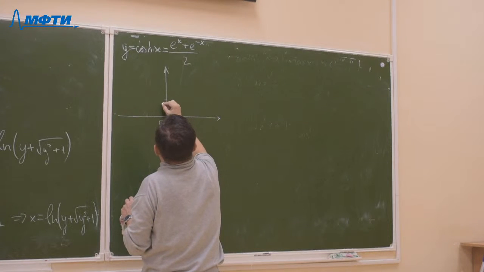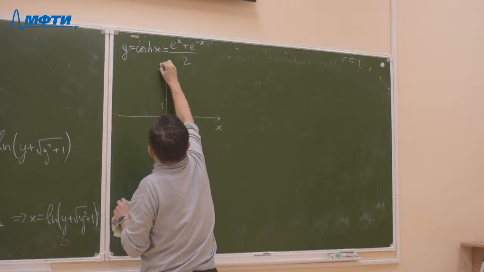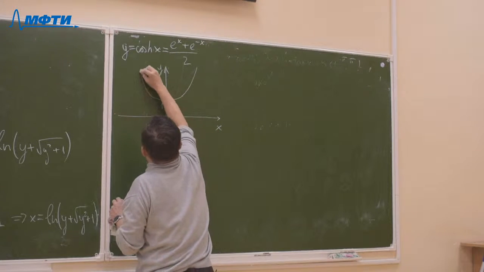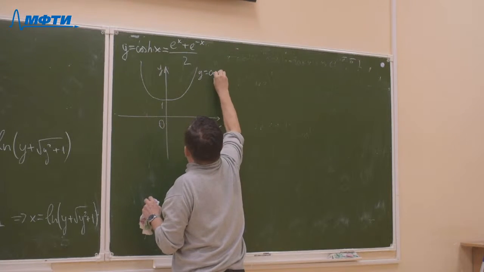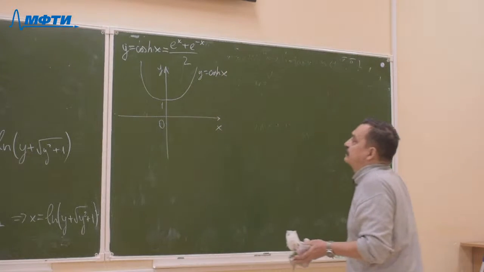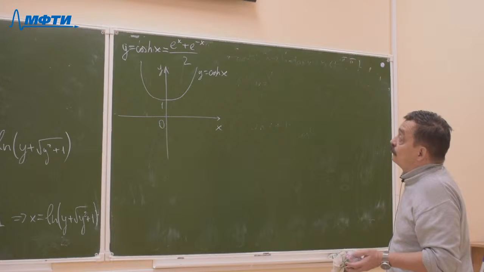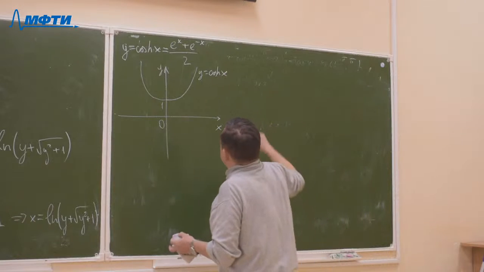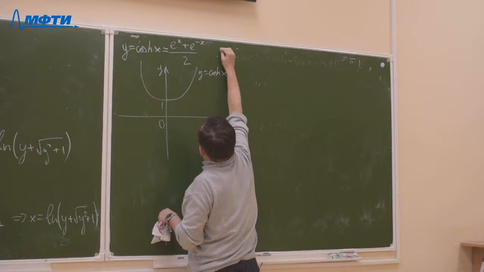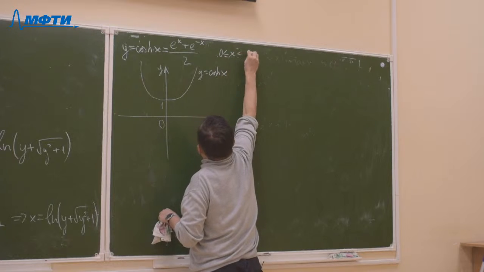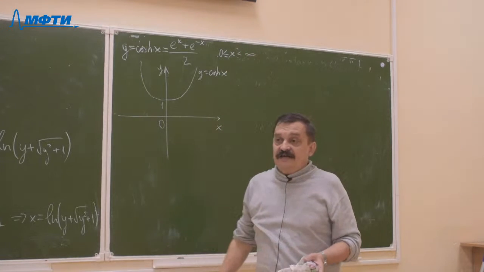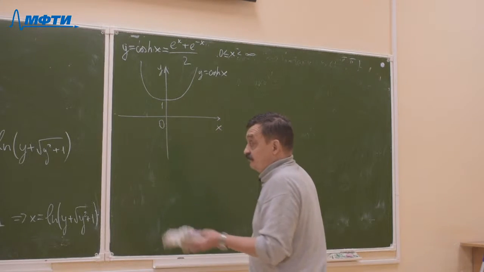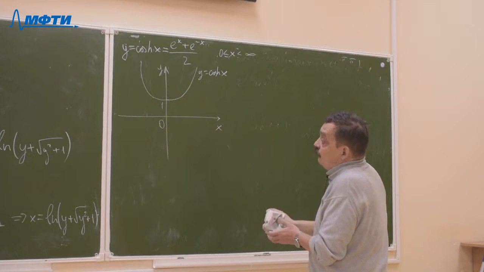So we have here 1, that is y equals cosine hyperbolic x. It's like that. So this is not one-to-one, but for x non-negative, it is one-to-one. For non-negative x's, we have one-to-one, strictly monotone. So we can find an inverse. So what is the inverse?